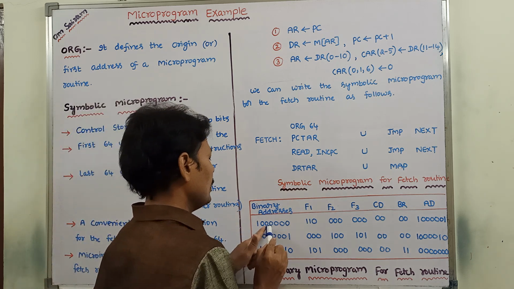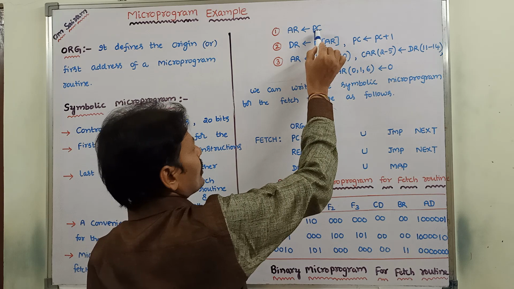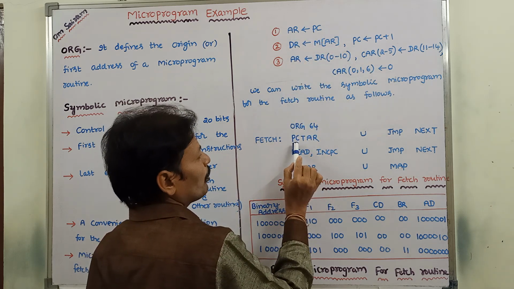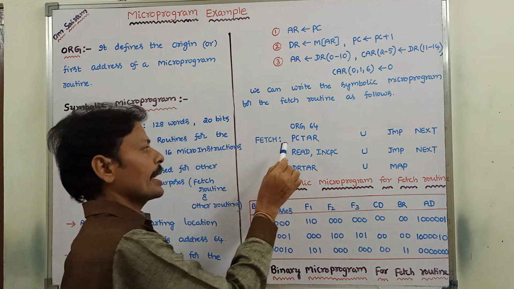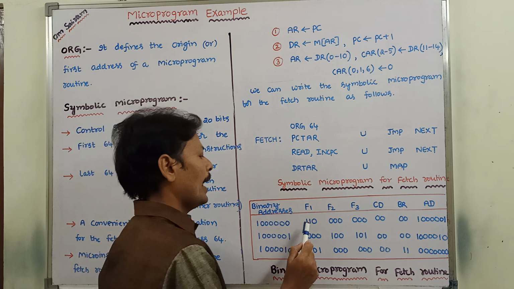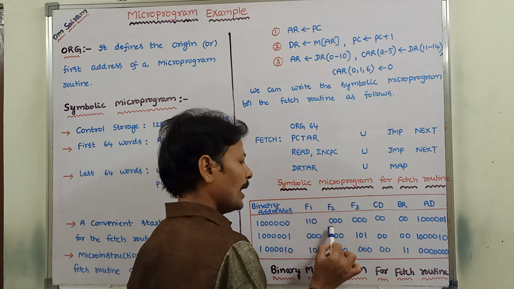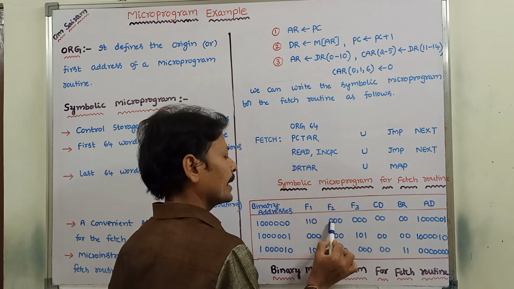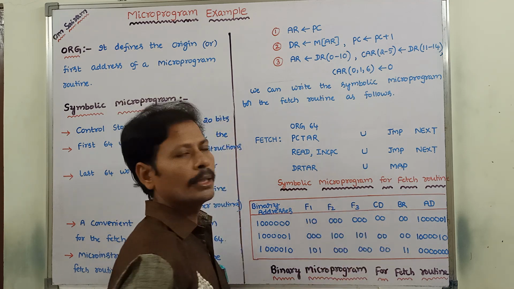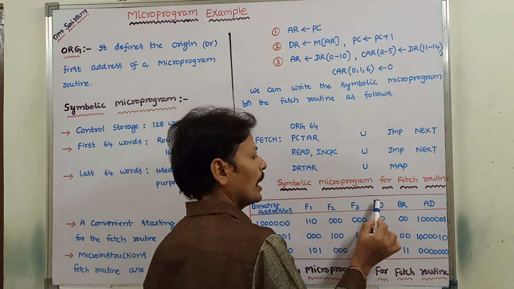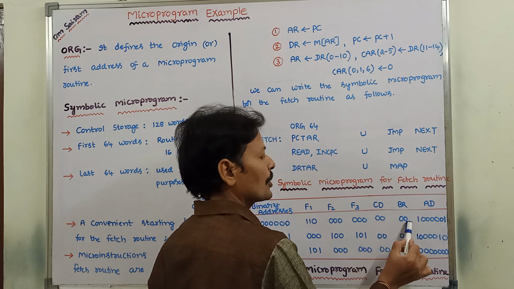Okay, next one, at address 64. What is the first micro operation we have to do? PCTAR. PCTAR is available in the F1 field at binary code 110. Then the F2 field is empty, so it can be filled with 3 zeros. The F3 field is empty, it can be filled with 3 zeros. Unconditional means CD contains 00. Jump means the BR field contains 00.